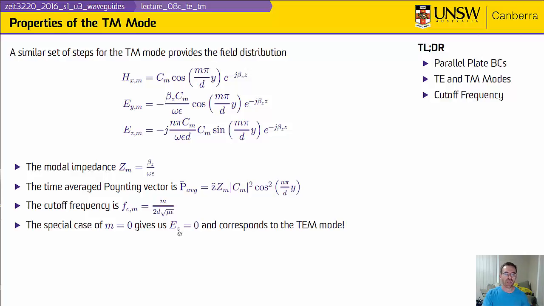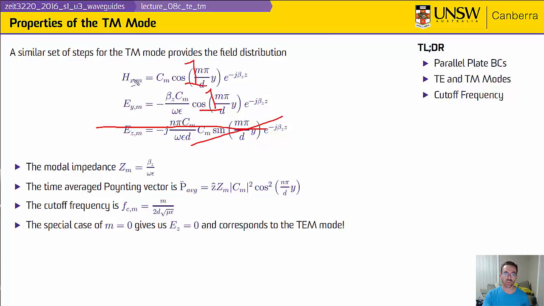But in this case, I want to highlight something. The special case of m equals 0. Let's take a look at what happens when I stick in m equals 0 into these equations. Well, when m equals 0, this gives me sine of 0, and the E sub z component goes away. When m equals 0, this cosine becomes 1. This cosine becomes 1. And I have an electric field, which is a constant, times e to the minus j beta z. A magnetic field, which is a constant, times e to the minus j beta z.